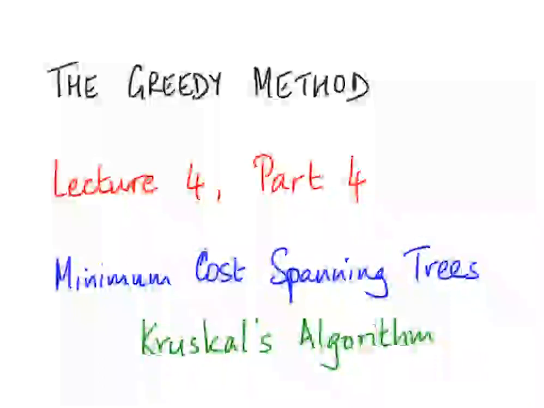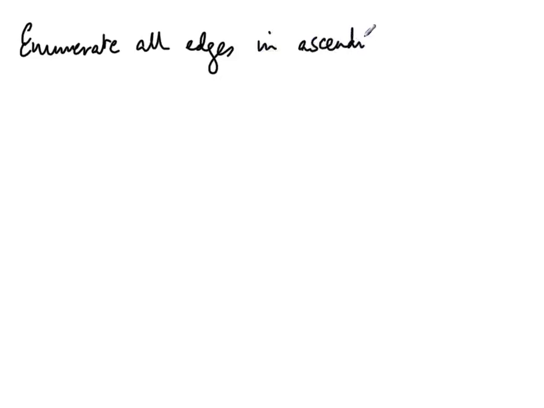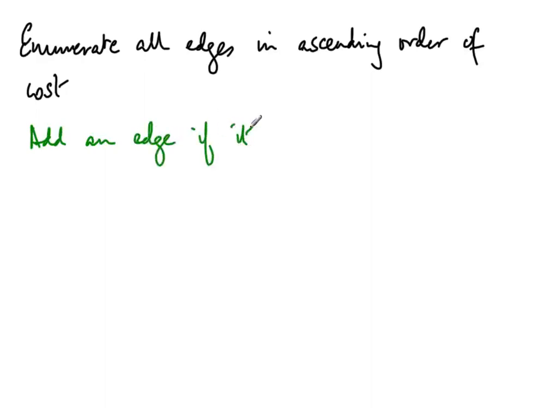So we have seen Prim's algorithm for building a minimum cost spanning tree. The other way of implementing the greedy strategy for building minimum cost spanning trees yields a new algorithm called Kruskal's algorithm. So Kruskal's algorithm does the following. It enumerates all edges in ascending order of cost. Okay? And now what we do is that we add an edge if it doesn't create a cycle.